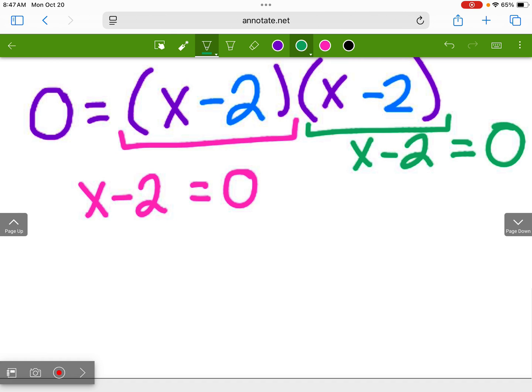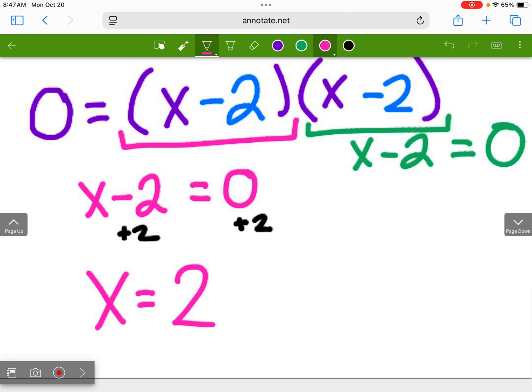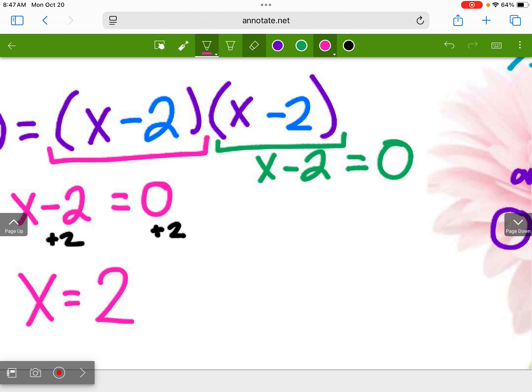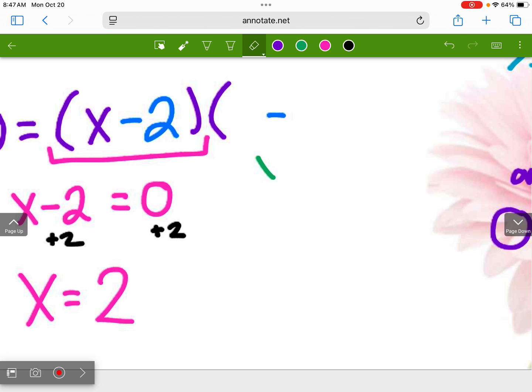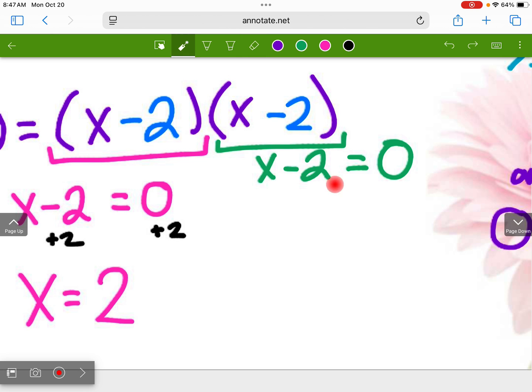Well, if I add 2 to both sides, what we get here is our x equals a positive 2. And in fact, we get that over here as well. Whoops, that was not what I meant. There we go. Laser pointer. Over here as well. Because these are the exact same factors, so we're only getting one single x. We got it from our green factor and from this pink factor. So we're only going to have one solution here.